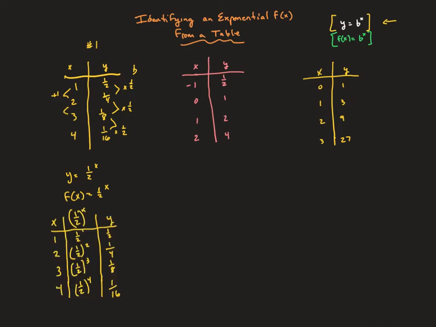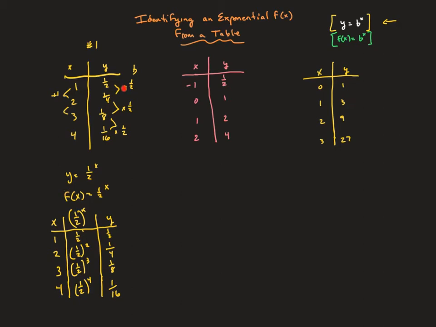So I went ahead and created a table real quick, and I plugged in values of x into my function or equation, and so I have 1/2 raised to the x power. Well, 1/2 to the first power is 1/2. 1/2 raised to the second power is going to be 1/4. 1/2 raised to the third power is 1/8, and 1/2 raised to the fourth power is going to be 1/16. And if you notice, that's what we have right here as my output. So this is an accurate exponential function.